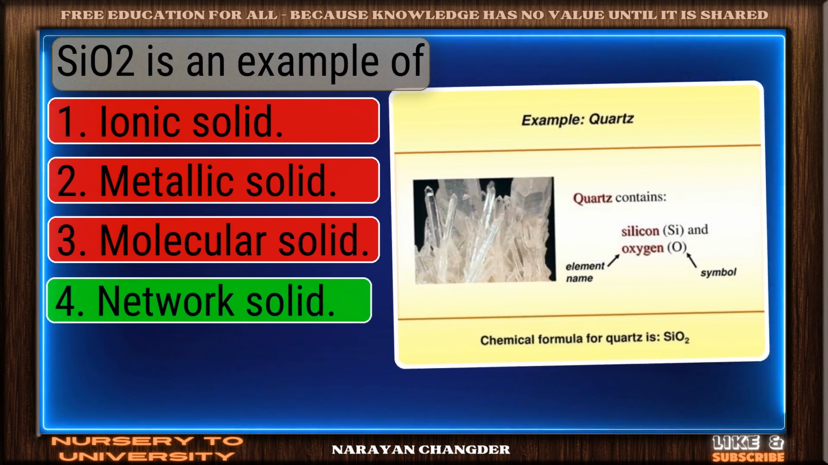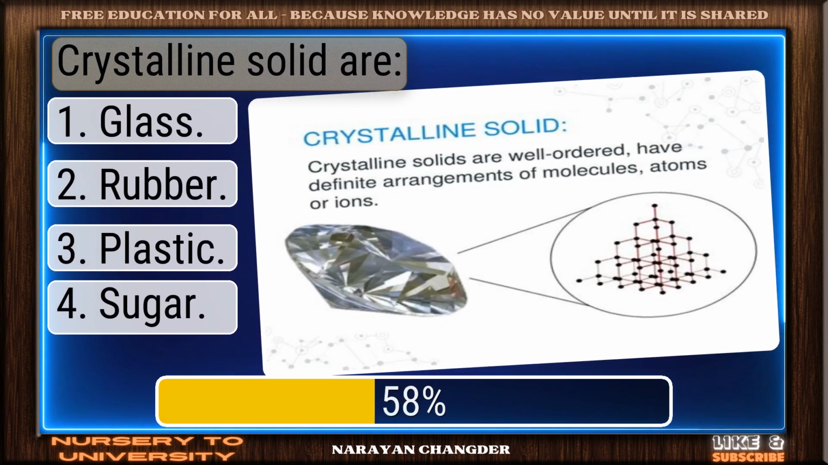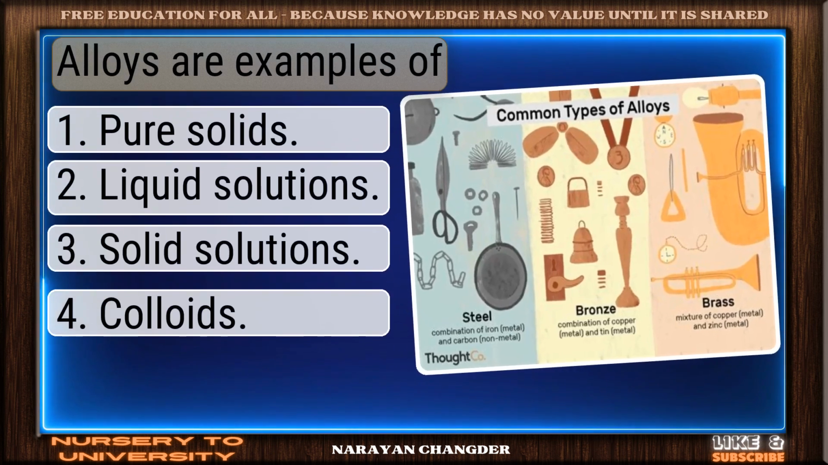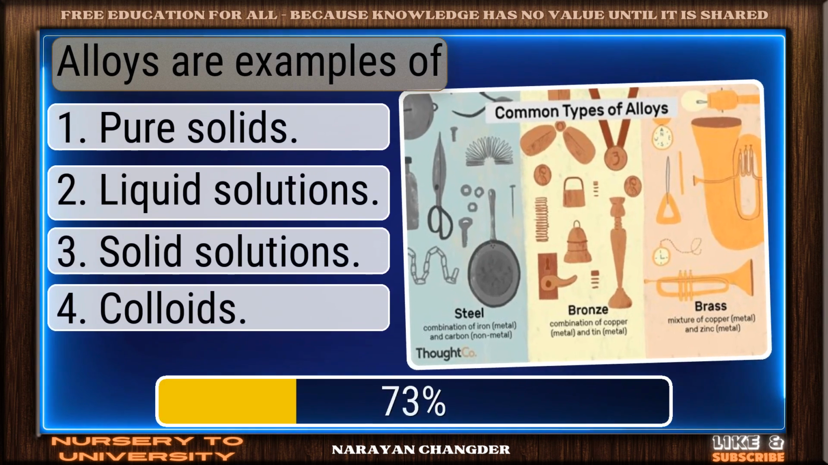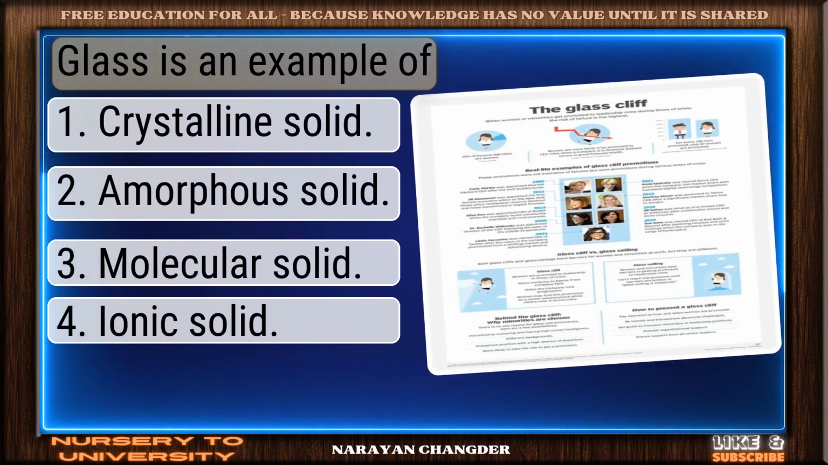Confident and correct, network solid. Crystalline solid are. Outstanding effort, sugar. Alloys are examples of. Clear and correct, solid solutions. Glass is an example of.